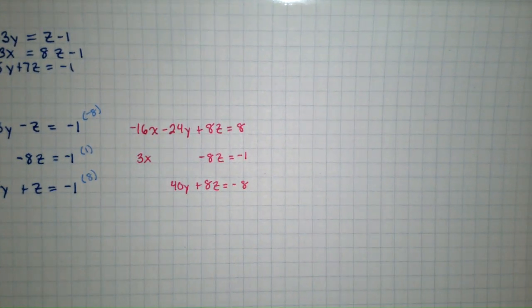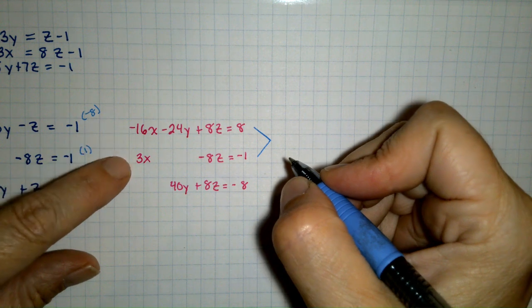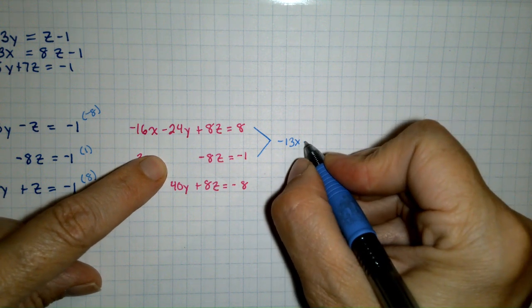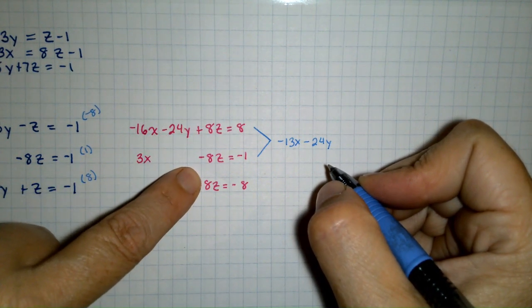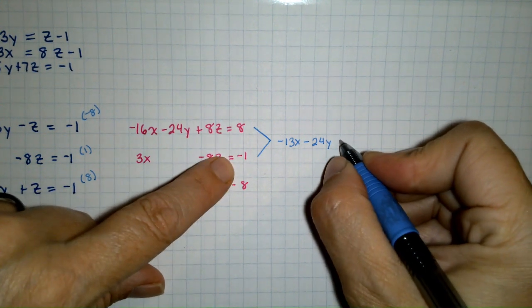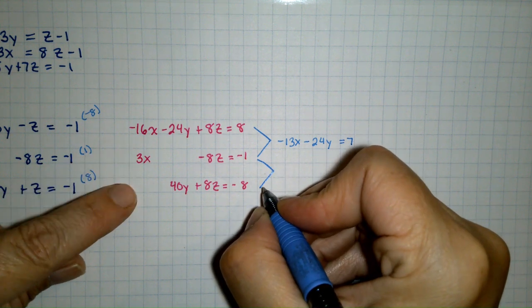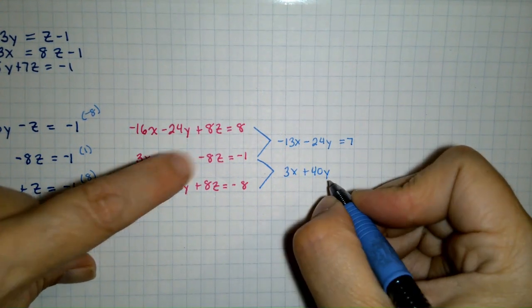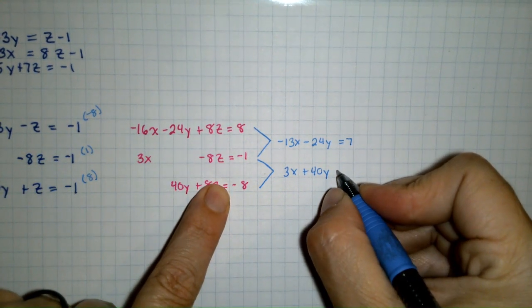Now that I've done that step, I can go ahead and do my first round. Negative 16x and 3x makes negative 13x. Negative 24y and no y makes negative 24y. 8z and minus 8z cancels out. And then 8 and negative 1 makes positive 7. 3x and no x makes 3x. Nothing and 40y makes 40y. Negative 8z and positive 8z goes away. And negative 1 and negative 8 will make negative 9.